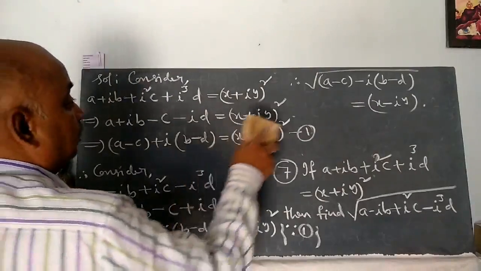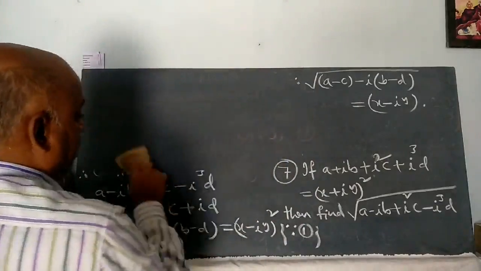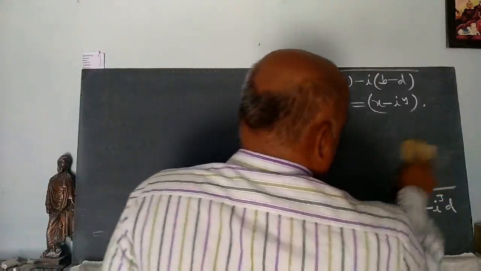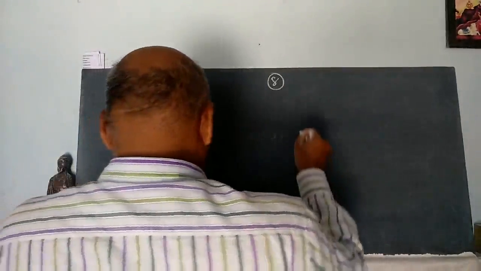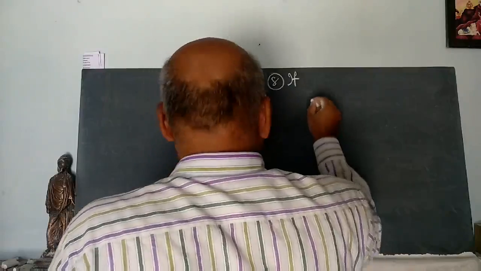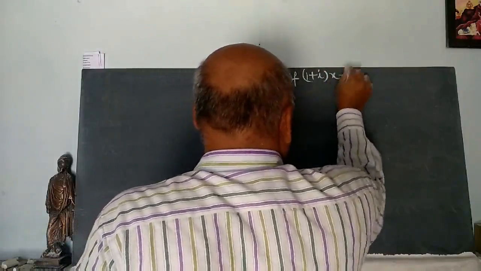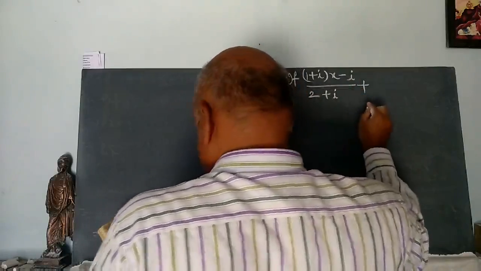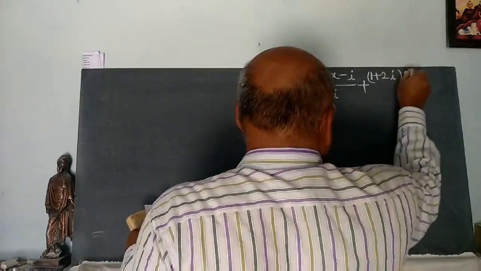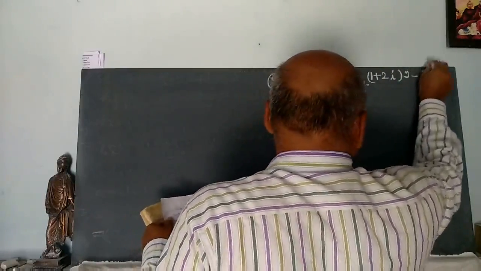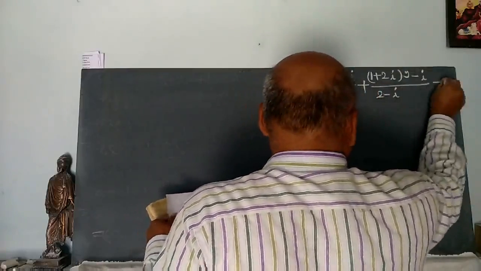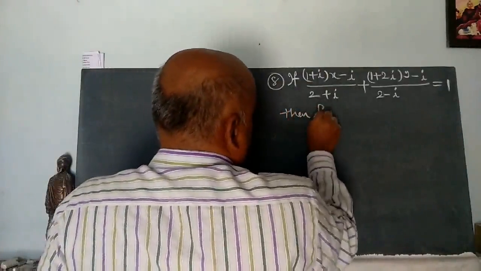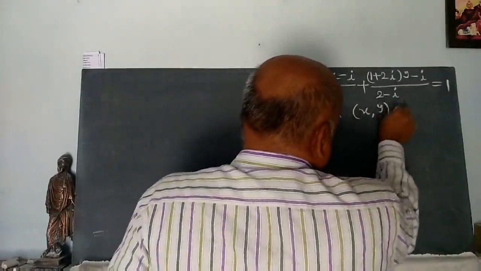Next problem, eighth one. If (1 + i)(x − i)/(2 + i) + (1 + 2i)(y − i)/(2 − i) = 1, then find x, y.